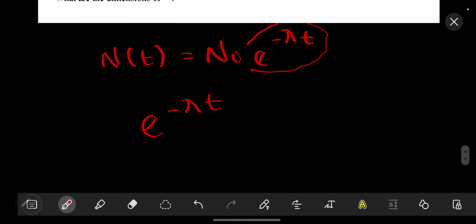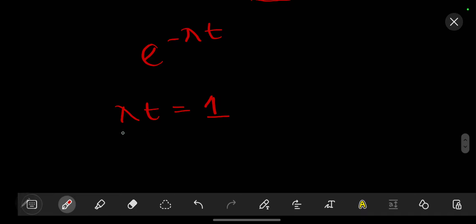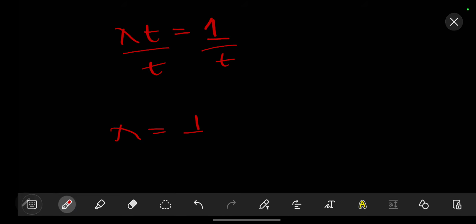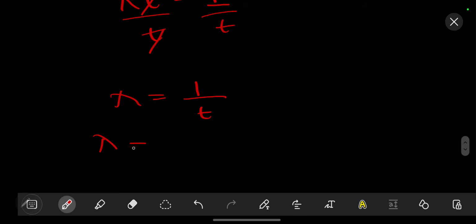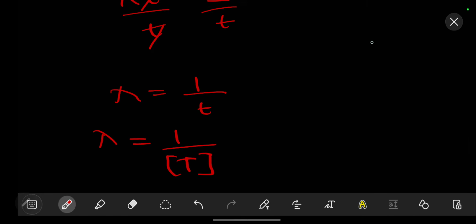Now, by argument, we know that trigonometric functions, exponentials and logarithms are considered to be dimensionless. So what you can do is say lambda T should be equal to 1. Then you divide by T, so lambda should be equal to 1 over T. If that's the case, it means the dimensions of lambda should be equal to 1 over T, capital letter T, since it's time. So the dimensions can be written as T raised to the power -1. So that is how we find that.